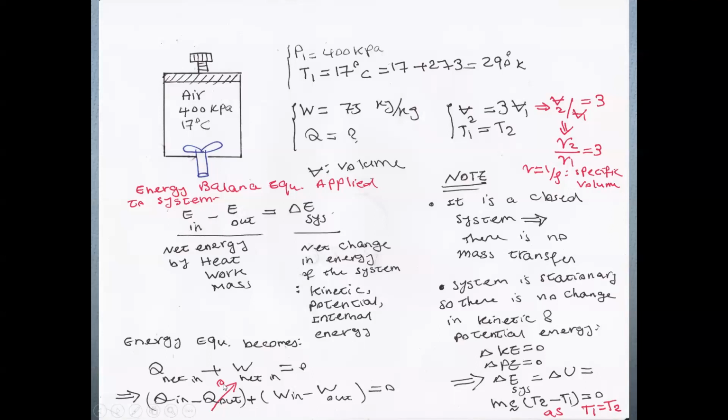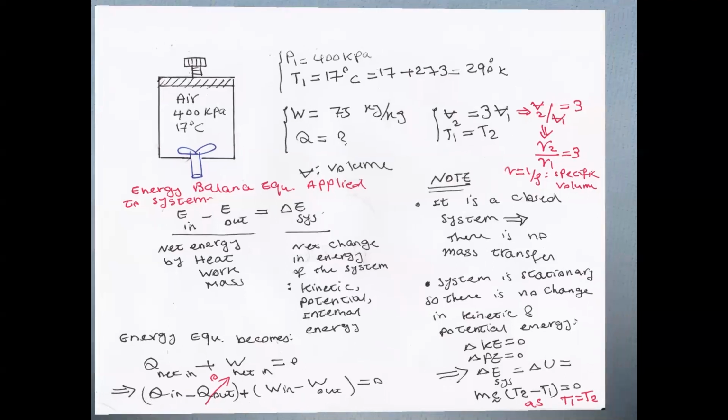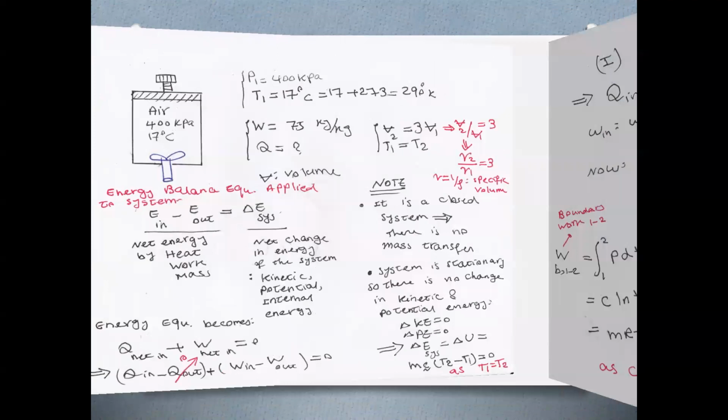So 0. There is work in, right? Work transfer into the system, which is by paddle wheel. That work will be added to the system. That shaft work will be added to the system. So that is part of W in. What do you say about W out? Work transfer out of the system.